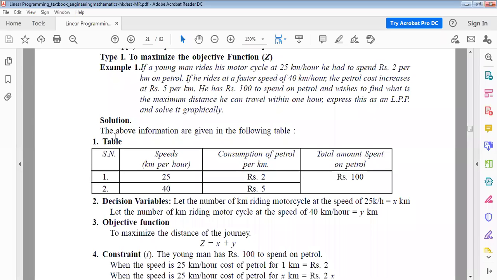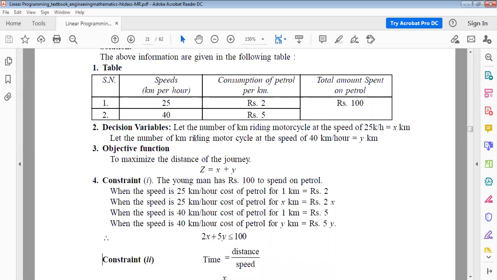Okay, the above information can be taken in a table. Suppose speed in kilometers per hour: 25 kilometers per hour, and another one is 40 kilometers per hour. The consumption of petrol, how much? 2 taka per kilometer spent on petrol. And for 40 kilometers per hour, 5 taka cost. So the total amount of cost, how much? 100 taka. Decision variables you can take.